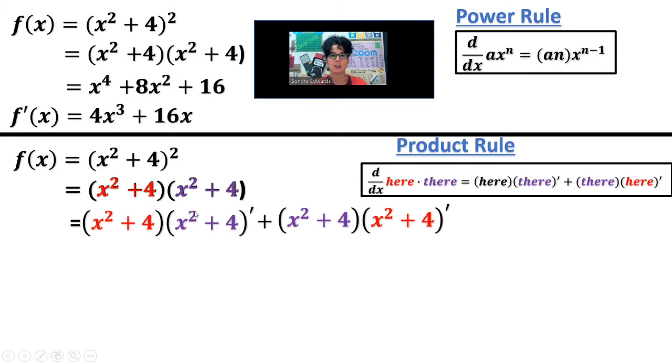So the derivative of x squared is 2x, and the derivative of 4 is 0. So all of this becomes just 2x. And same thing right there, the derivative of x squared plus 4 is going to be 2x plus 0. And then x squared plus 4 here and x squared plus 4 here. That doesn't change at all.